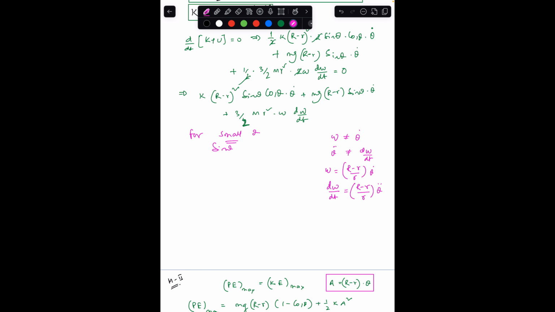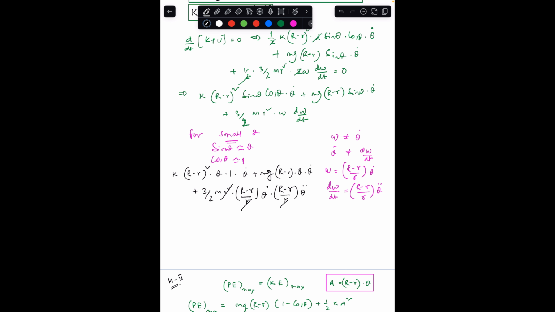For small theta, sin theta is nearly equal to theta and cos theta is nearly equal to 1. So if I use this now, let's check what I am going to get: k(R − r)² sin theta means theta, cos theta means 1, theta dot, plus mg(R − r) sin theta is theta into theta dot, plus 3/2 m r² into omega dot. How much is omega? Omega is (R − r)/r into theta dot. d omega/dt means how much? It is again (R − r)/r into theta double dot. So now you can check r² and r get cancelled.